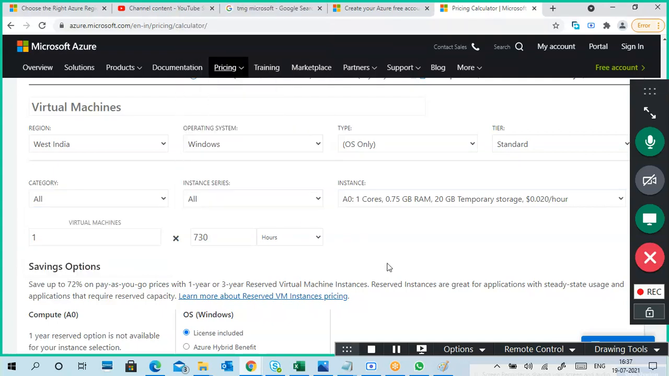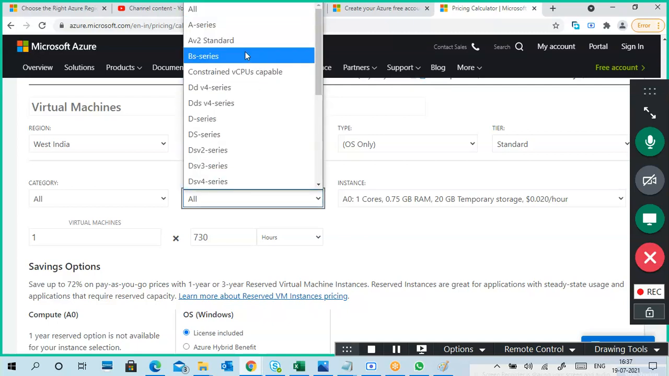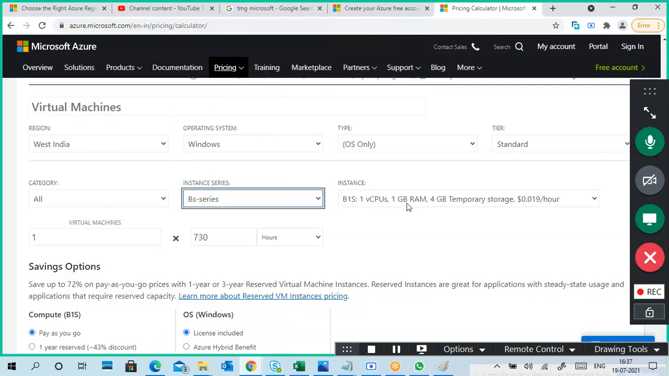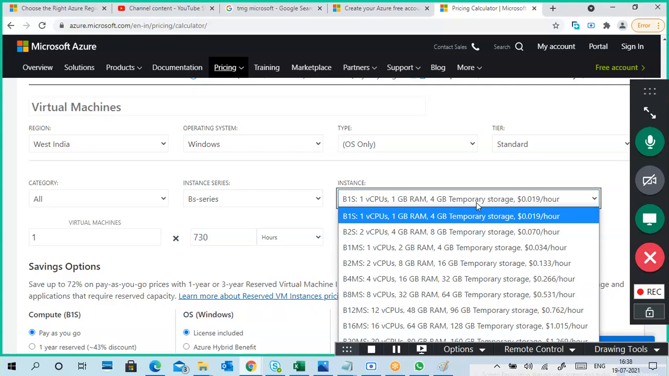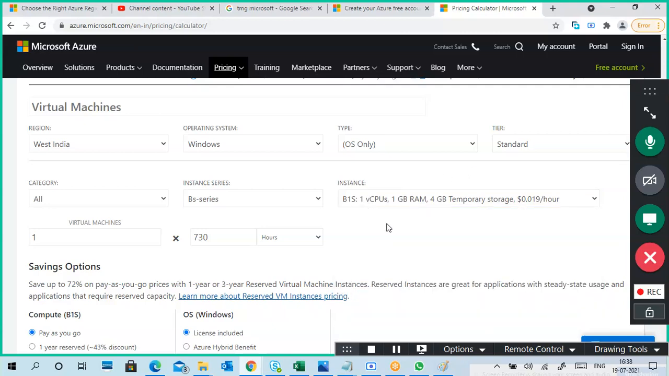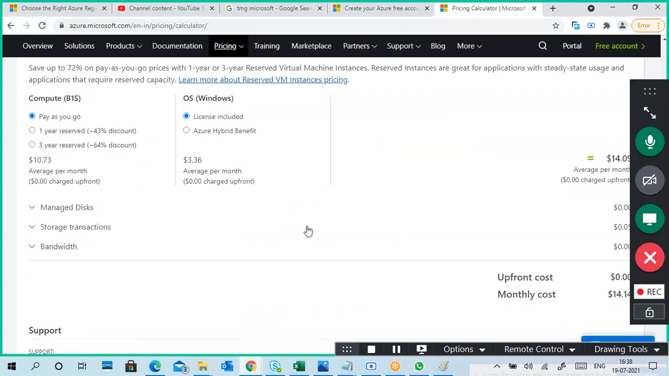Like that you can see, if you want a B series, then you can get a B series also. See, one CPU, 1 GB, and 4 GB temporary memory. Who wants 4 GB temporary memory? Yeah, we can add more memory if you want it.